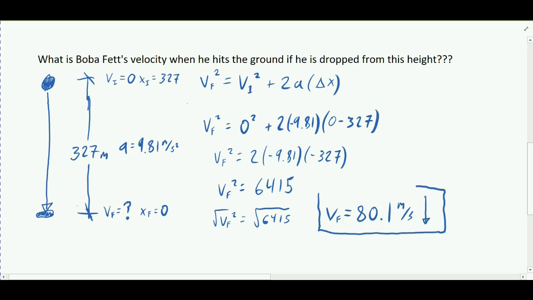Later on we will get into different problems, projectile motion, stuff like that, where we're going to have to even give an angle of the final velocity. This one's a little more simple. It's up and down, straight up and down motion. Therefore our final velocity is directly downward at 80.1 meters per second.